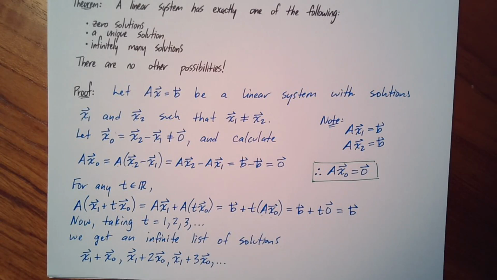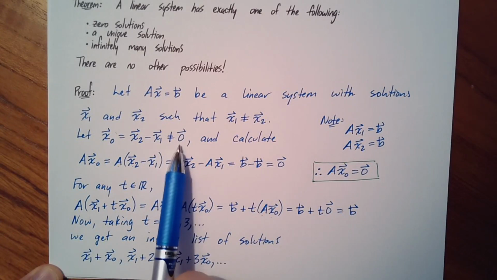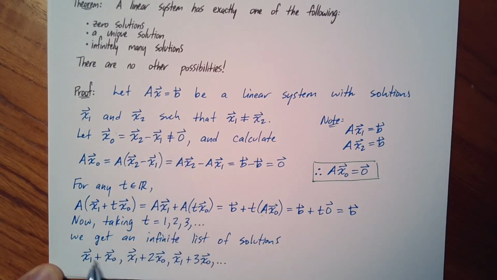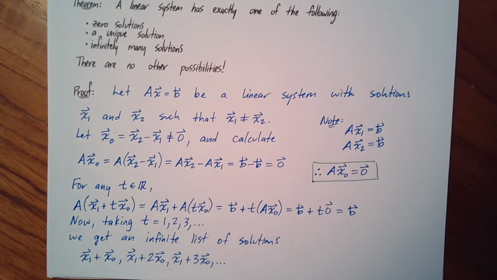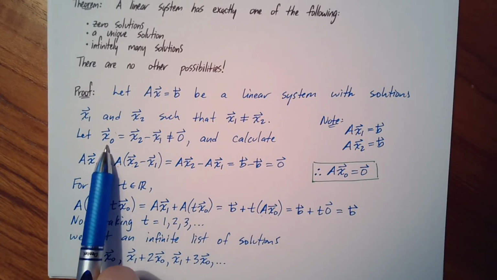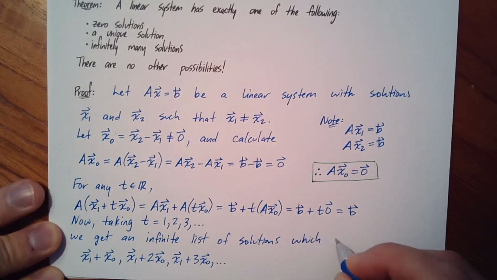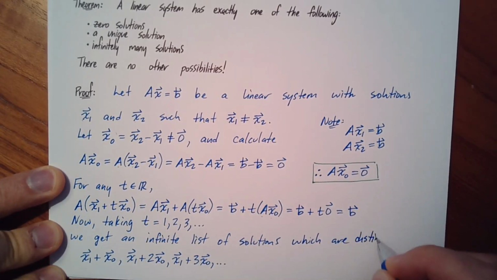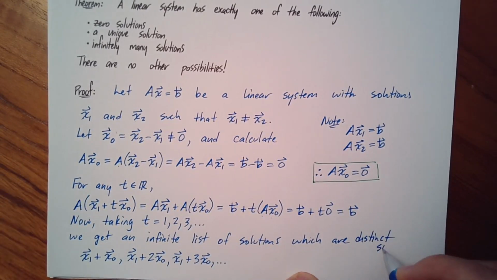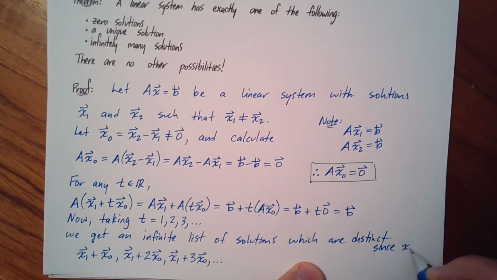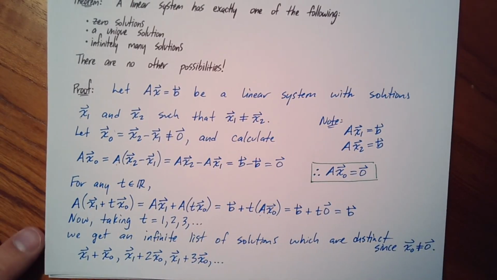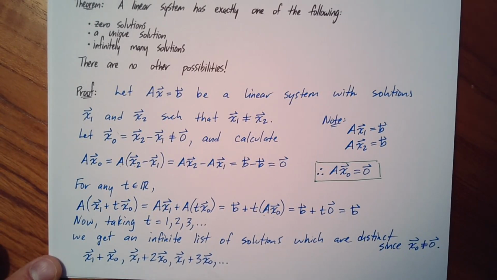And how do I know I'm not just generating the same solution over and over again? Because that x naught is non-zero. That's another key reason. Because this is non-zero, that's how you know that all the solutions in this infinite list are distinct. I'm not going to write any more than this, but you know that they're all distinct because x naught is non-zero. So let me add that in, which are distinct since x naught is not the zero matrix. Okay, so that is your infinite list of solutions.